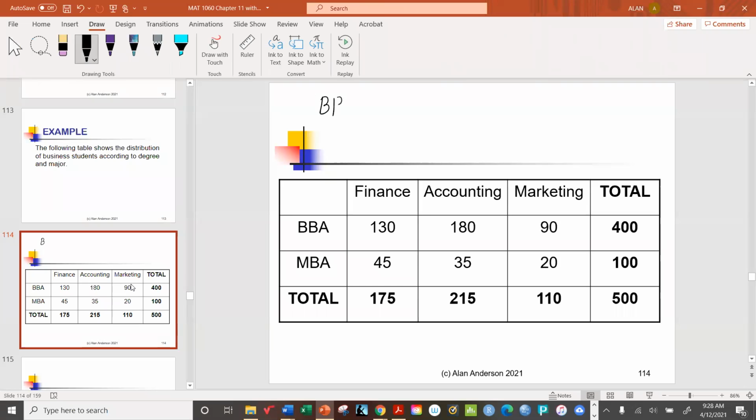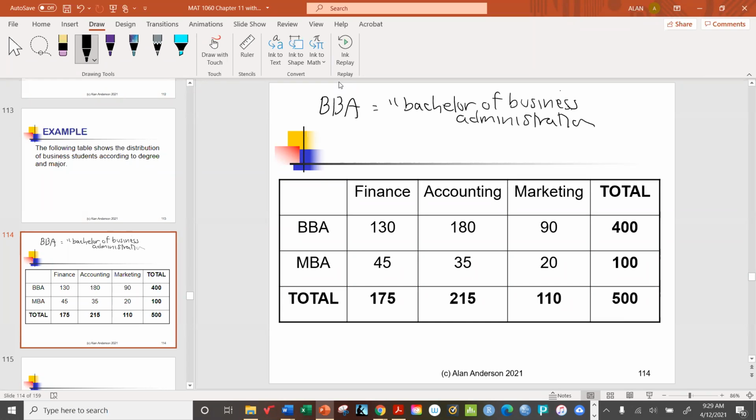BBA stands for Bachelor of Business Administration. And basically, it just means that it's a college degree. In other words, what you're all working on is a bachelor's degree of some kind. It might be a Bachelor of Arts, it might be a Bachelor of Science. There might be other more specialized ones.